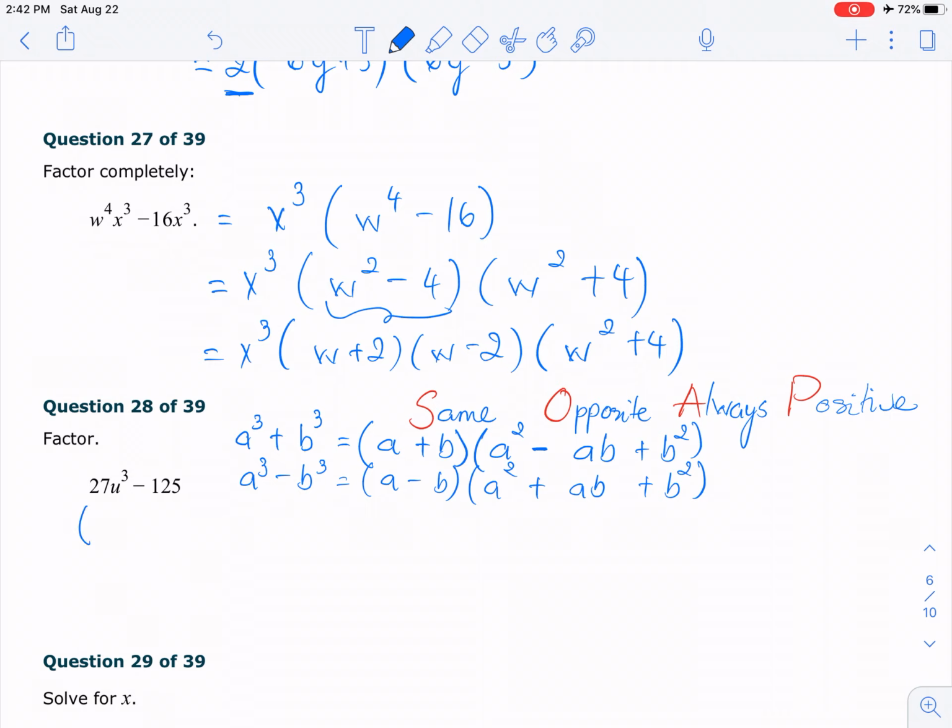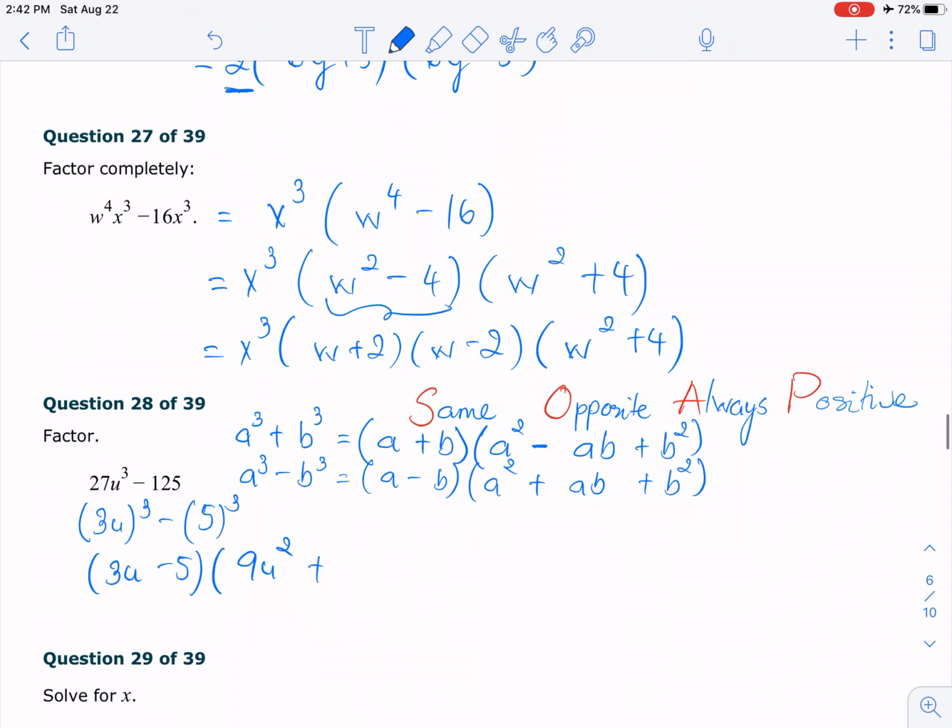So 27u cubed, that's 3u cubed. It's important for you to recognize the base so we can use a formula, which is a and b, right? So now you know that we just plug it in. So it's going to be 3u minus 5. And then I have 3u squared, which is 9u squared, plus 3u times 5. It's going to be 15u. Always positive, so it's 25.